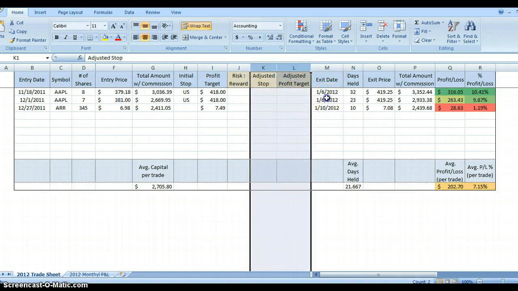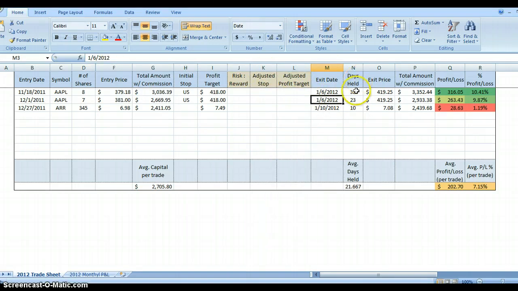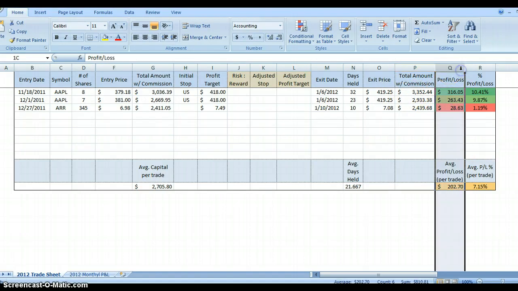So what else? We have exit date here, number of days held, which is of course our exit date minus our entry date, excluding weekends and holidays. Exit price of the stock, total amount with commission that we got paid when we sold the entire position. Again, don't forget commission there. And then we have profit and loss in dollars and profit loss percentage.